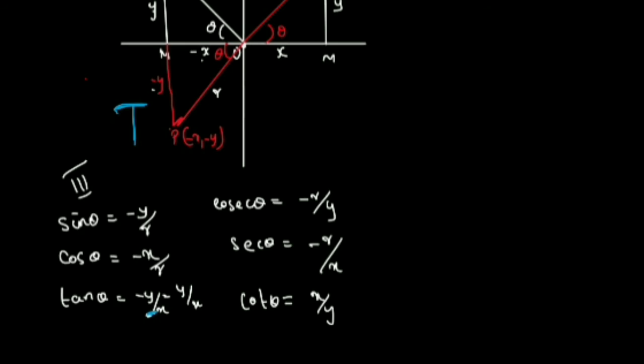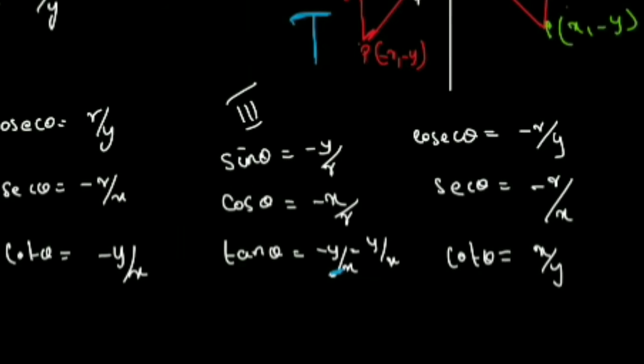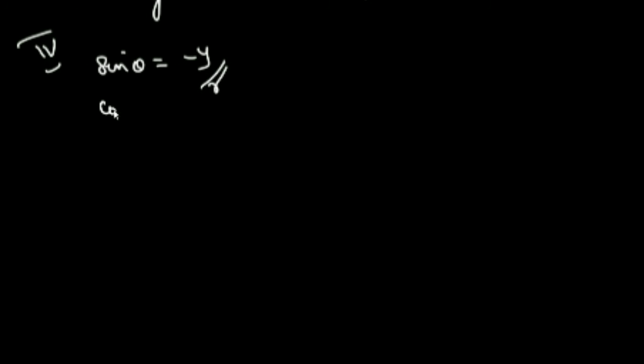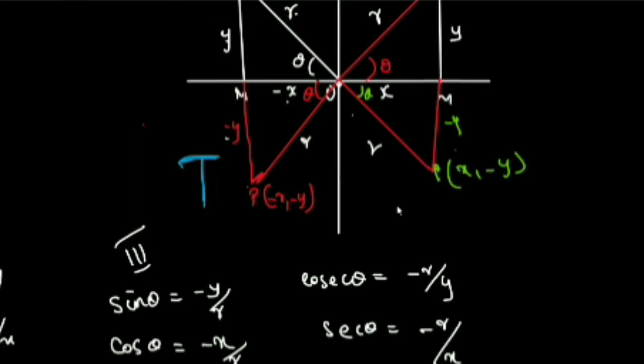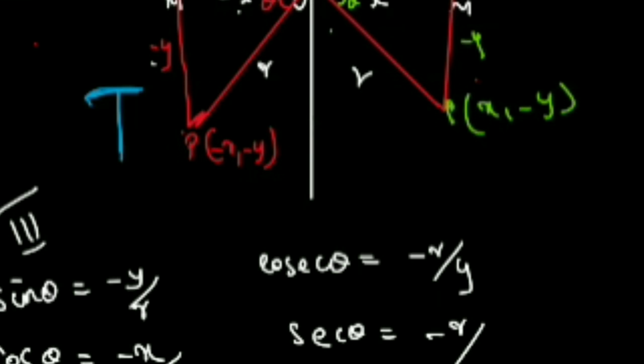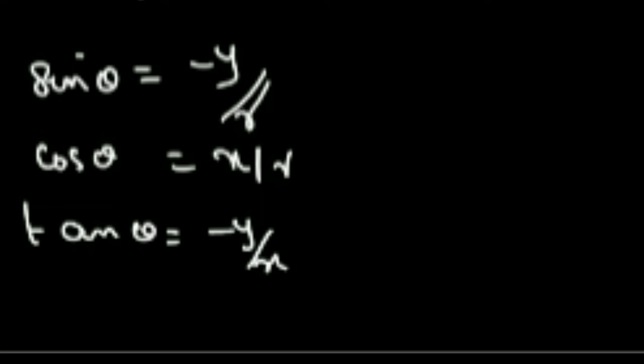Now come to the fourth quadrant. What is the point P now? It will be x positive, y negative, right? It will be (x, minus y). X is positive, y is negative. Tell me what is sine theta. Minus y by r. Opposite by hypotenuse is the same. What will be cos theta? Adjacent side, so x by r. What is tan theta? Minus y by x. Opposite by adjacent.